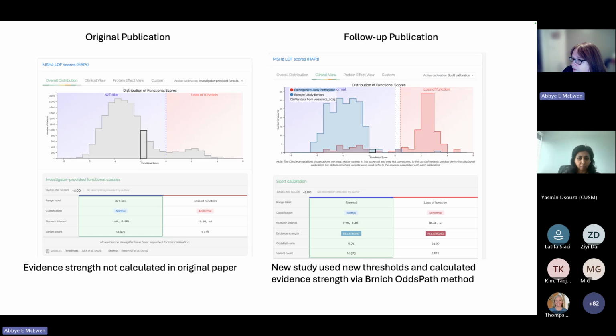So I want to give you a concrete example of why there might be multiple calibrations for a single MAVE. The original paper out of Jacob Kitzman's lab drew the line between abnormal and normal at 0. And they did not calculate an odds path style evidence strength at that time. However, within a year, they published a follow-up paper where they actually used a clinical data set to benchmark and draw threshold lines that were a little bit more clinically relevant, and they did calculate an odds path at that time.